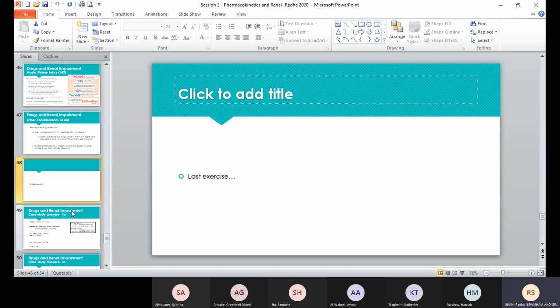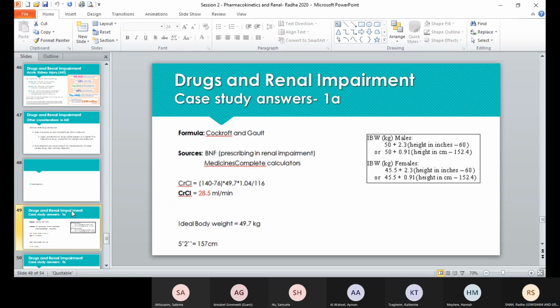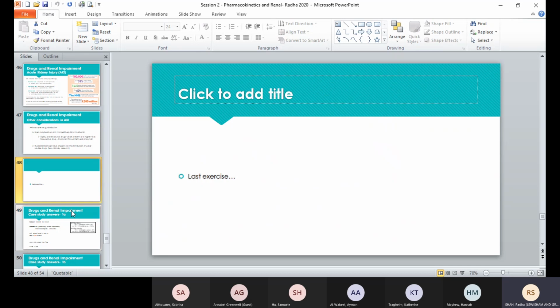So then we have the last exercise. Oh, I just told you what it is. But I think on your worksheet, there should be the last exercise that you can do.